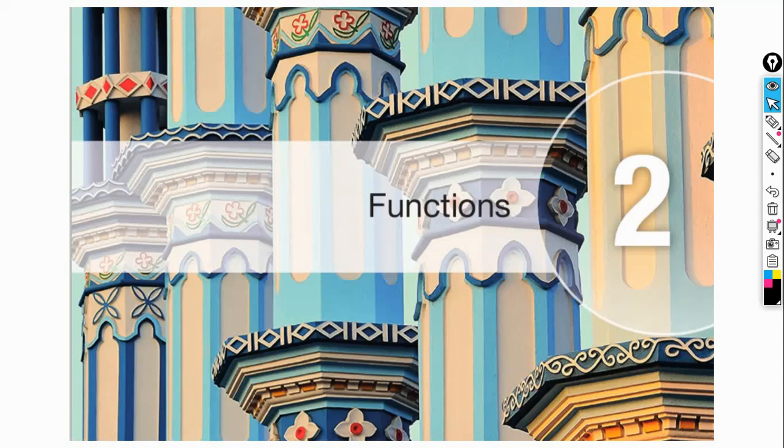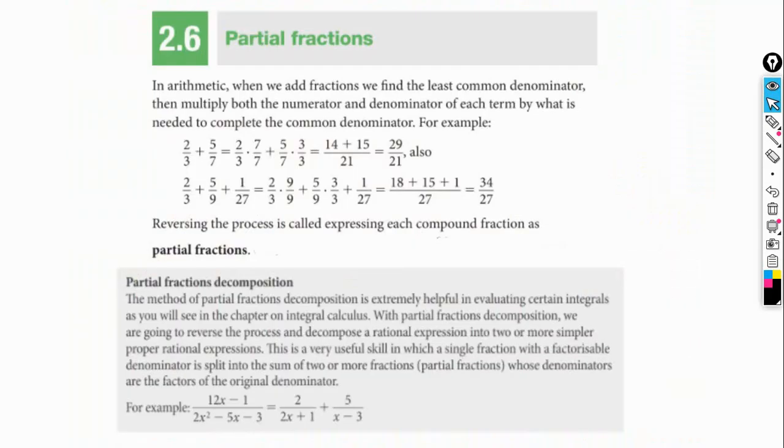Hello everybody. In this video we're going to continue working with Chapter 2 functions, specifically 2.6 partial fractions. So we know that in arithmetic, when we add fractions, we find the least common denominator and multiply both the numerator and denominator of each term by what is needed to complete the common denominator.